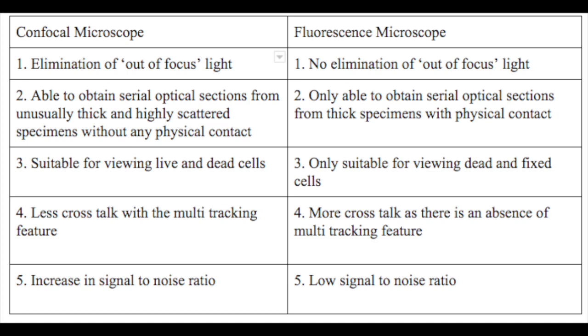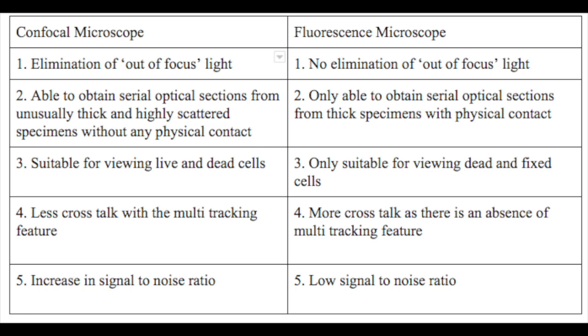Thirdly, the confocal microscope is suitable for viewing live and dead cells. However, the fluorescence microscope is only suitable for viewing dead and fixed cells. Fourthly, the confocal microscope has less crosstalk with a multi-tracking feature. This allows fluorochromes to be excited sequentially using one excitation wavelength at a time. However, the fluorescence microscope has more crosstalk as there is an absence of multi-tracking feature.